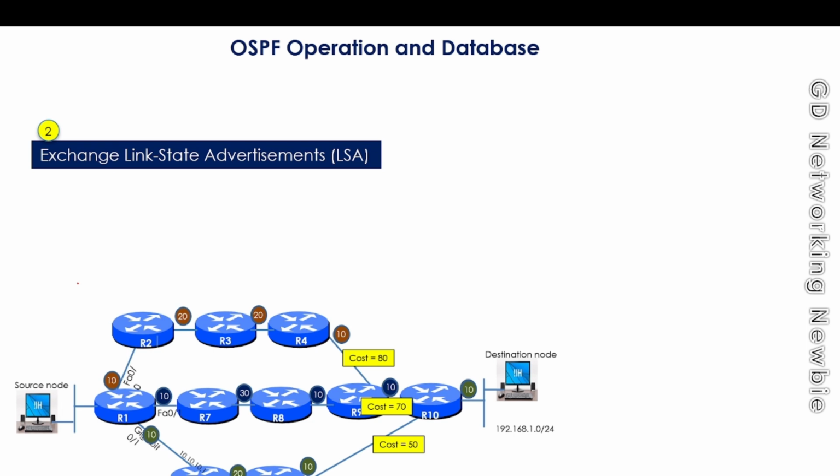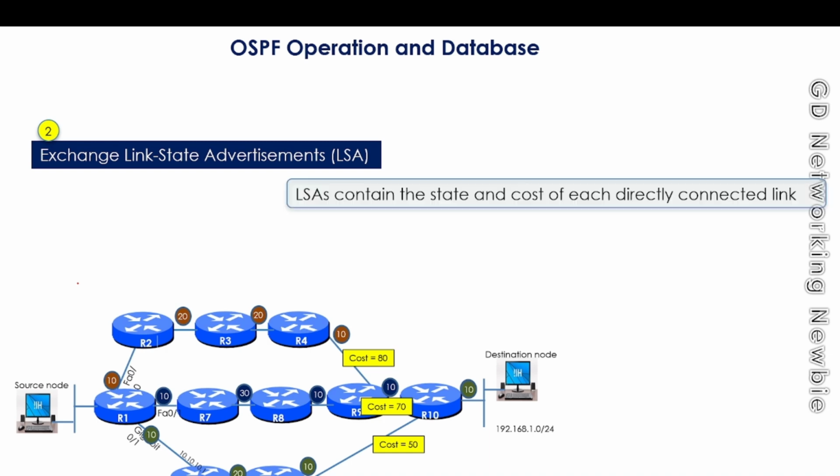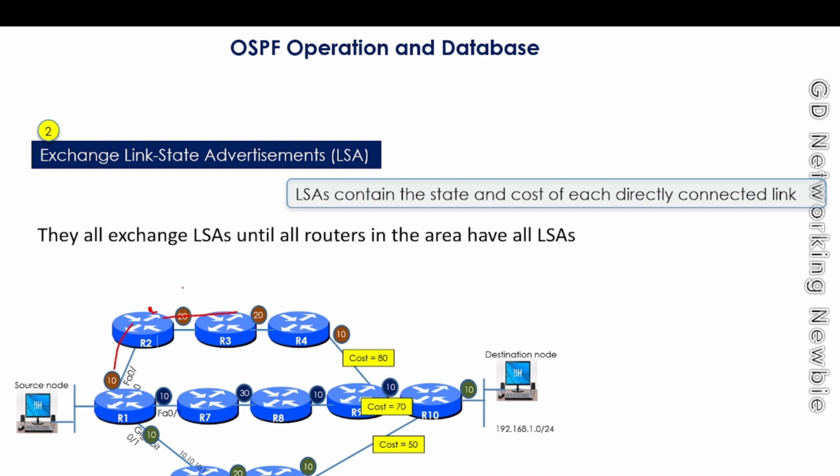Now, once they have established that neighbor relationship with each other, they start exchanging link state advertisements, LSAs. This LSA has information about the link state and cost of each directly connected link on that particular router. So every router will be sending link state advertisements to every other router. They all exchange link state advertisements until all the routers in the network or in the area have all LSAs.